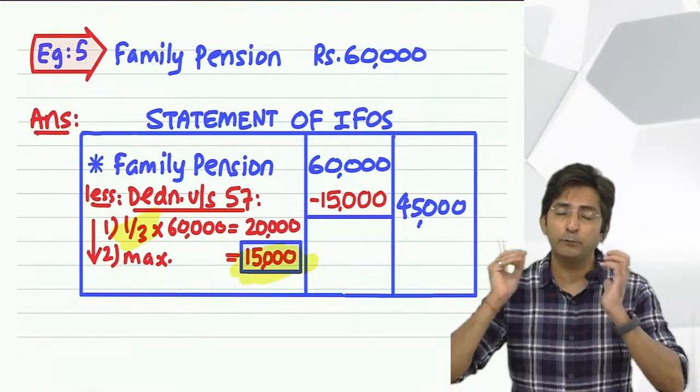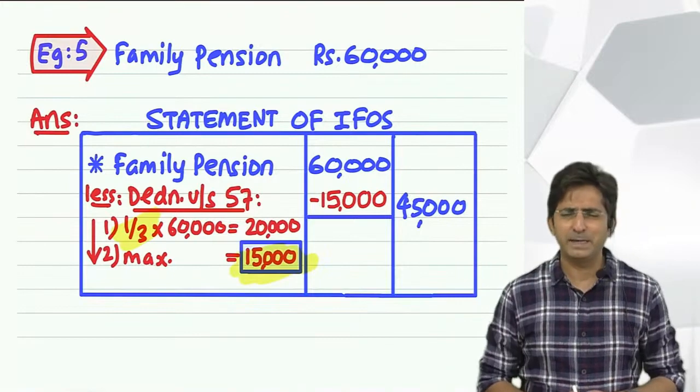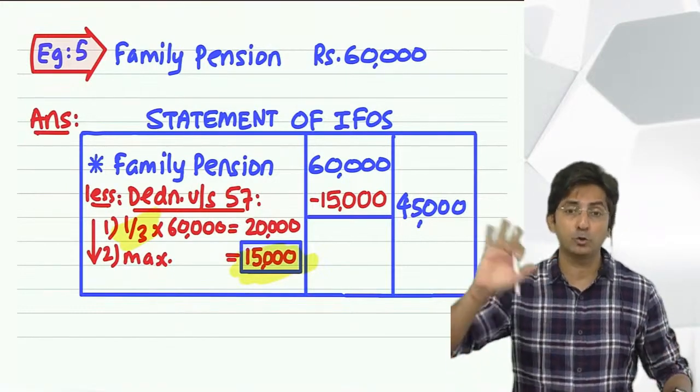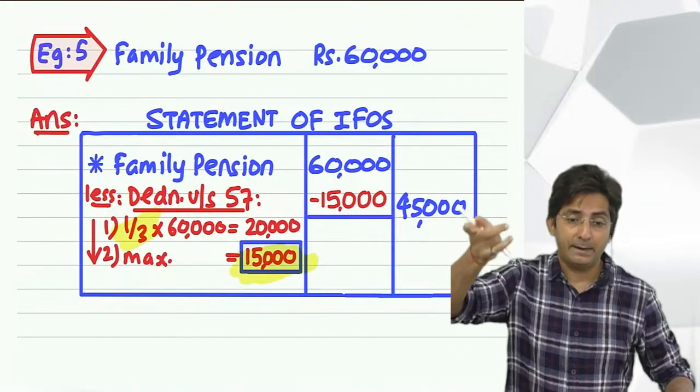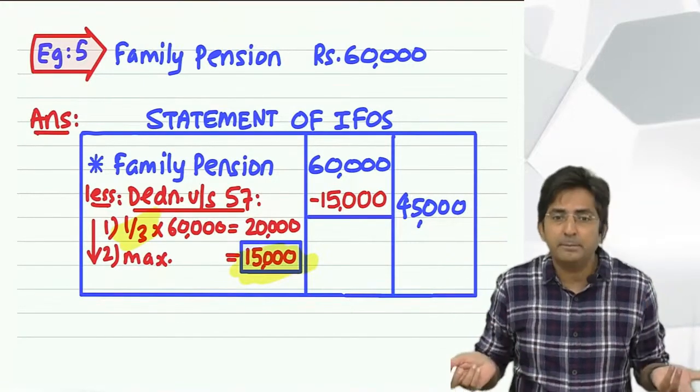The wife was doing a full job. The husband was a house husband, cooking food at home, and the wife was doing the job. And the wife died, and after the death of the wife, the husband is getting the pension. The rule is the same. Okay.